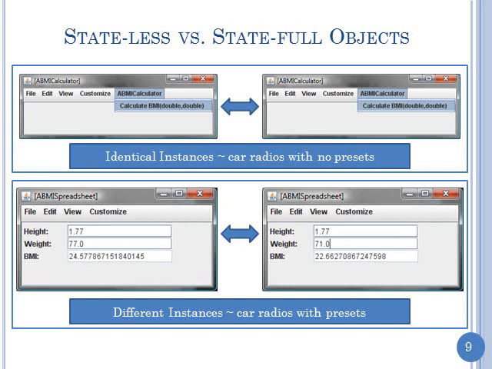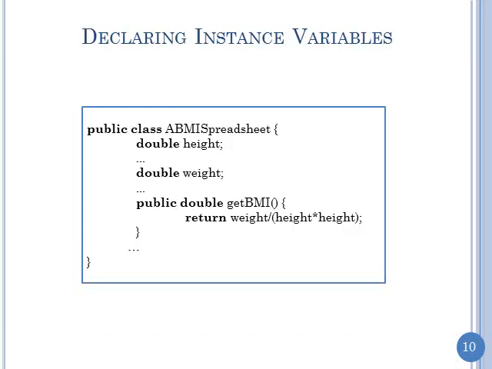An object has state if it has instance variables that happen to be non-final. So in BMI calculator, we had no instance variables, so there was no state. That's conceptually, graphically, and now you see exactly how you might declare an instance variable.